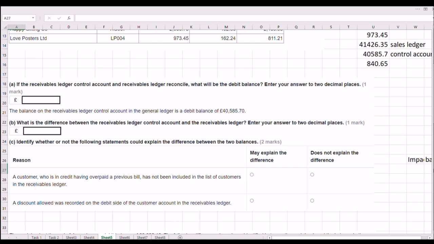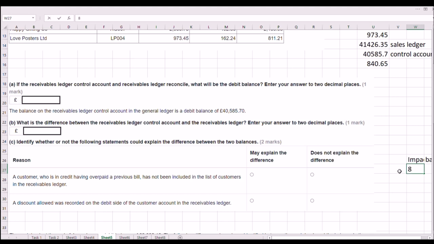So in the first one, we've got a customer who's in credit, having overpaid on a previous bill, has not been included in the list of customers. All right, okay. So what we do is we put an amount in there. So a customer is in credit, having overpaid in the previous bill, has not been included in the list of customers. So that would be a credit on there. So the impact is that we've avoided a debt, we've basically got higher debit.